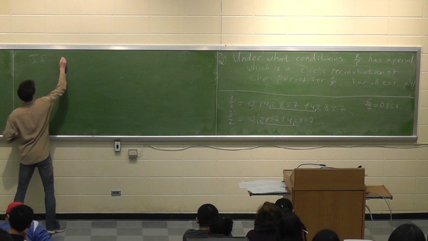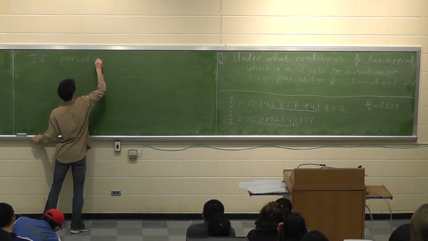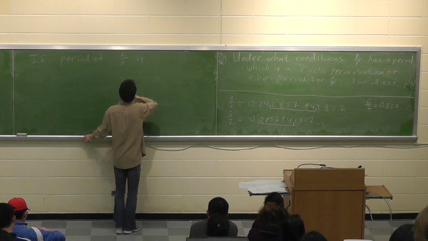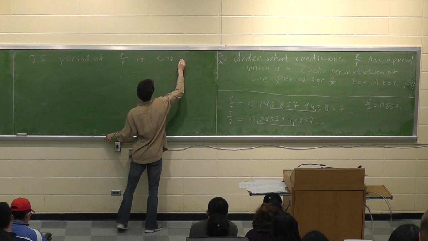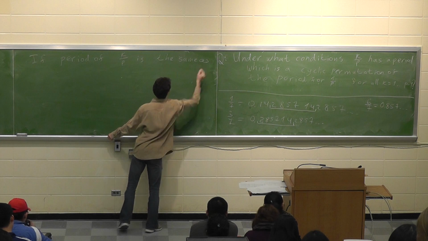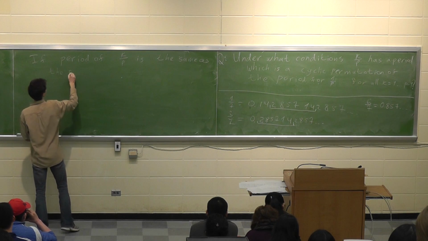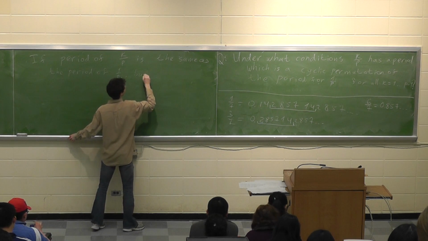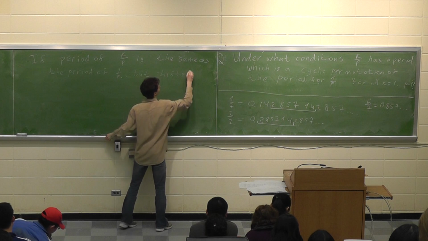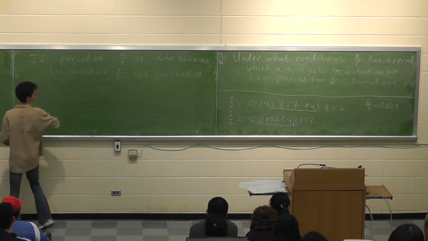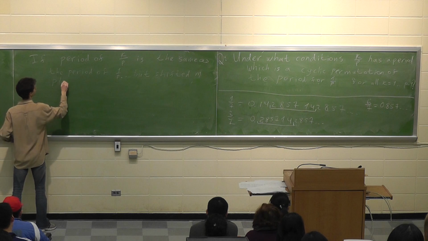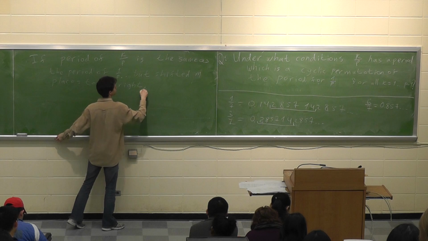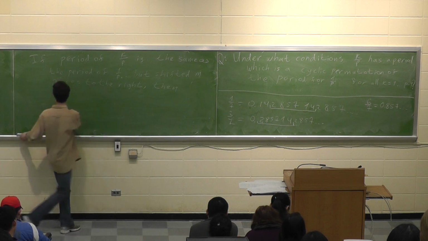If the period of k over p is the same as the period of 1 over p shifted m places to the right, then, well, what does it mean?